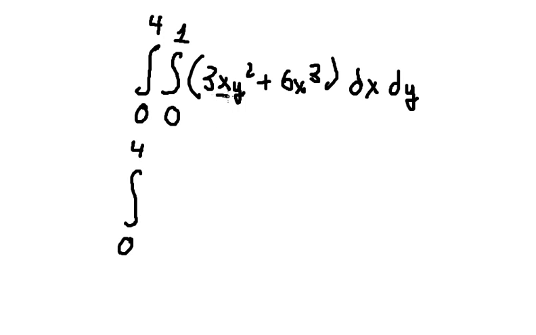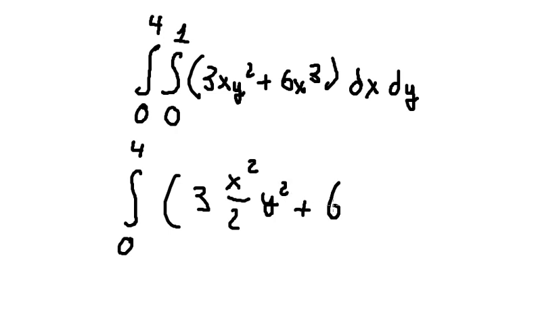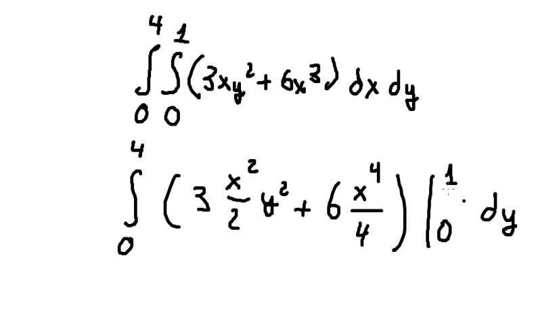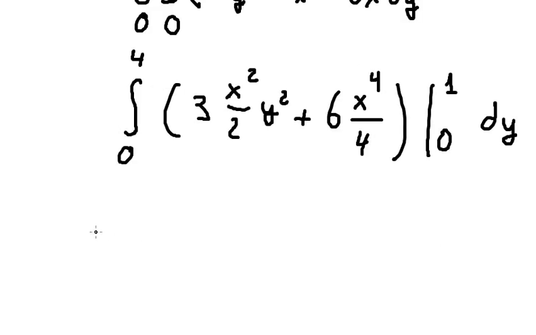The integration of s for dx is s squared over 2. This one is s to the power of 4 over 4. And we put the bounds from 0 to 1. So I will put 1 in here and 0 in here. So we have it like this.